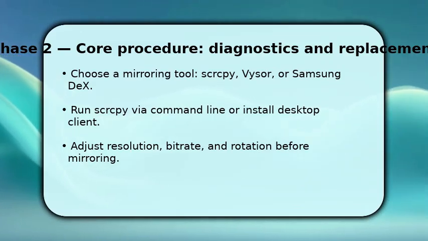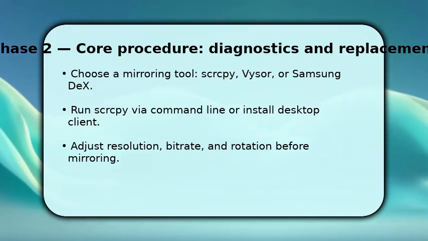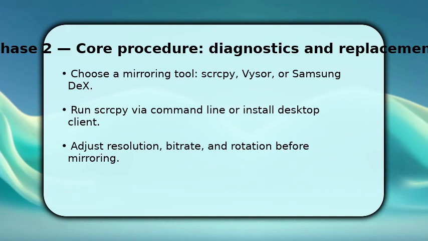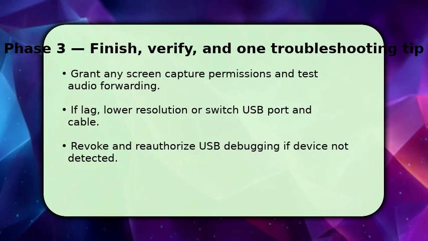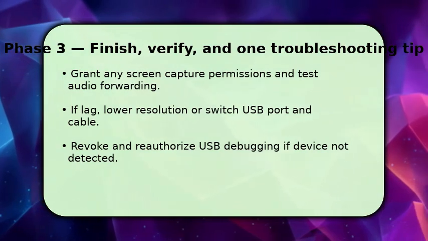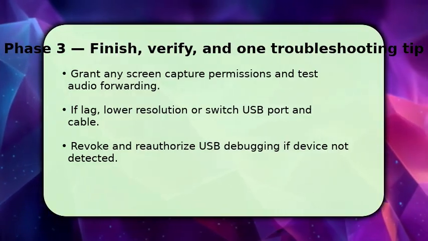Make sure to set resolution and bitrate to balance clarity and performance. Lower bitrate reduces lag. Once connected, you can interact with the phone from the PC, using mouse and keyboard. To finish, grant screen capture permission when prompted and test input by tapping or typing from the PC. Confirm audio if your tool supports it.